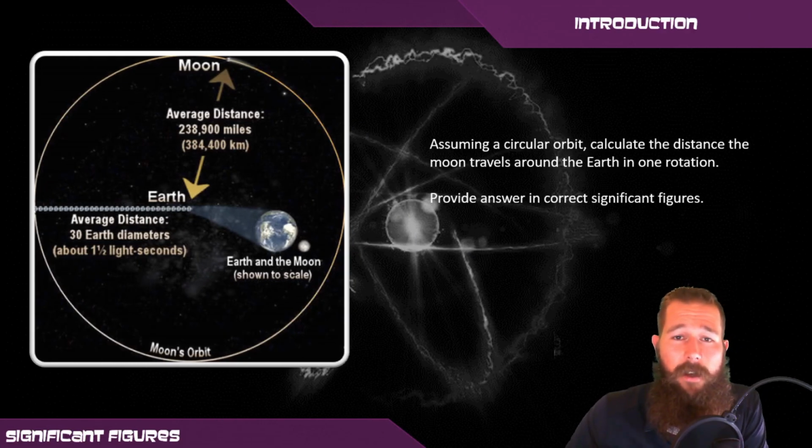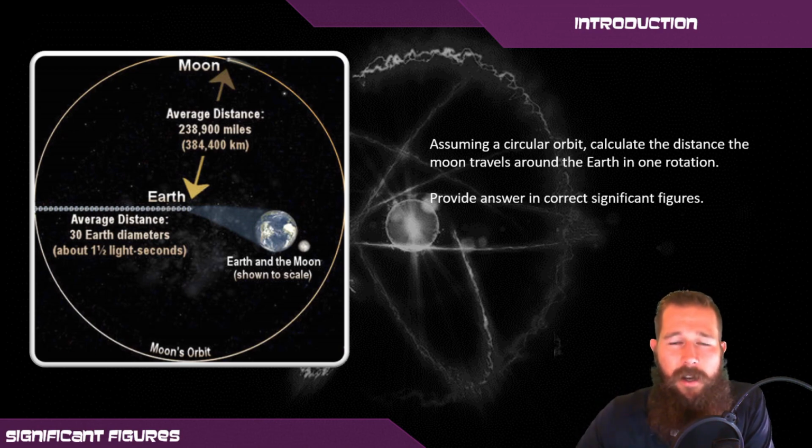Calculation question for you now. Assuming a circular orbit, calculate the distance the moon travels around in that orbit in 1 rotation. So we have to use the formula for the circumference of a circle and provide your answer in the correct significant figures.